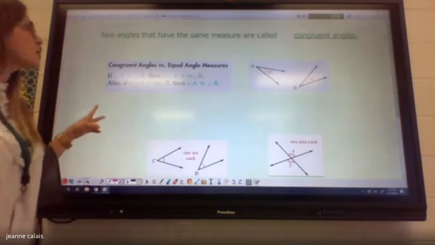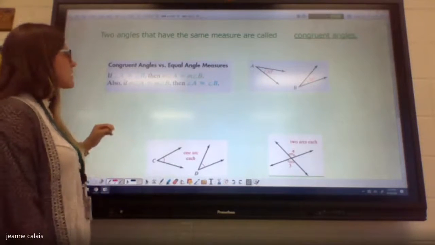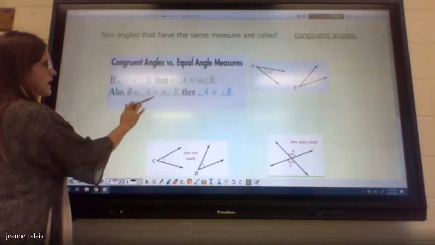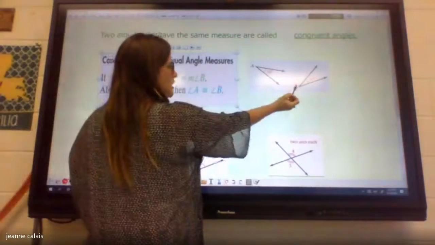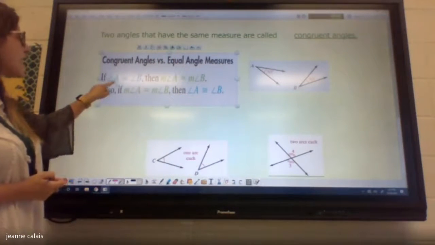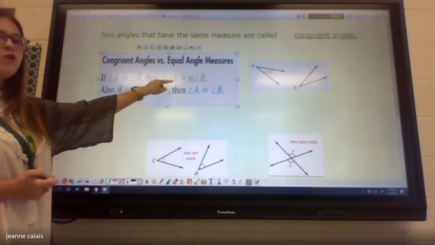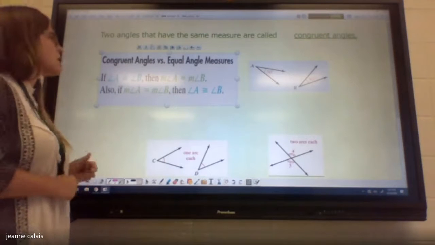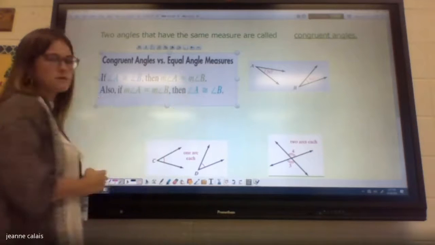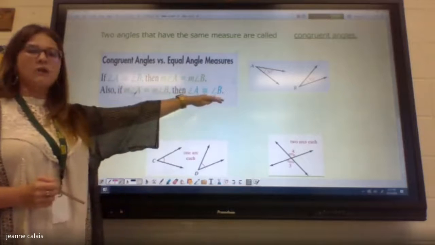All right, two angles that have the same measurement are called congruent angles. Here, it's just describing. So in this illustration, I am told that both angles measure 30 degrees. Therefore, angle A is congruent to angle B. Then the measure of angle A. So M stands for the measure of the angle. So measure of angle A equals the measure of angle B. If you're told that the measurements are equal, then you can say the angles are congruent.